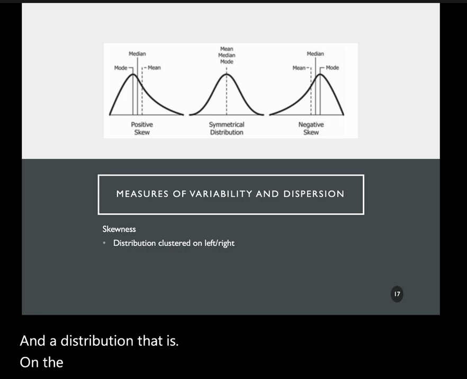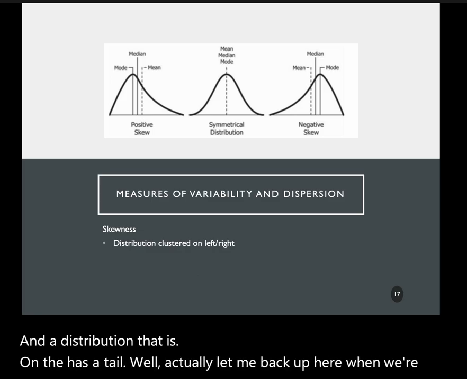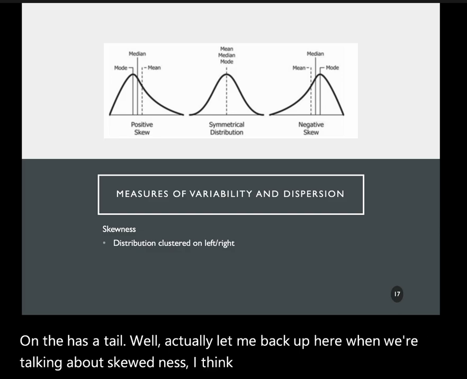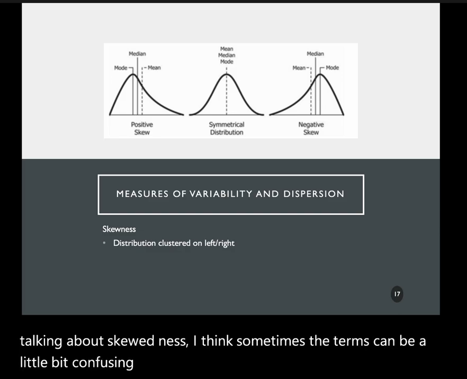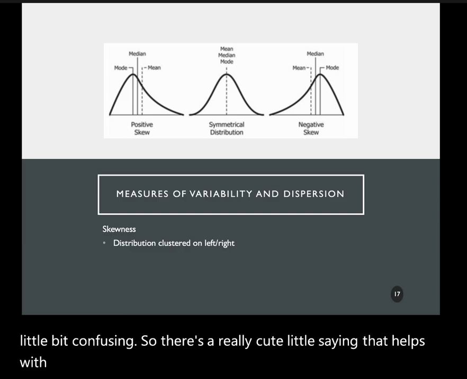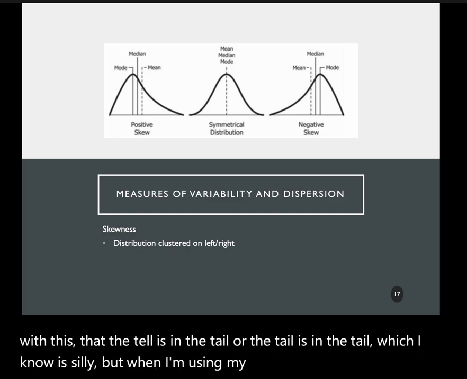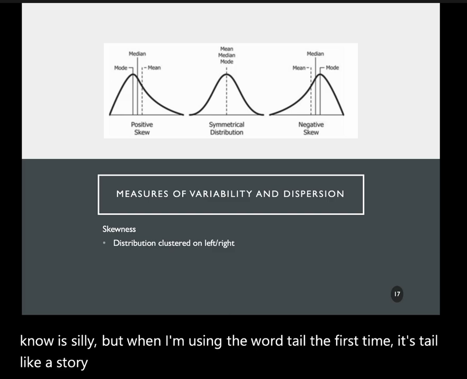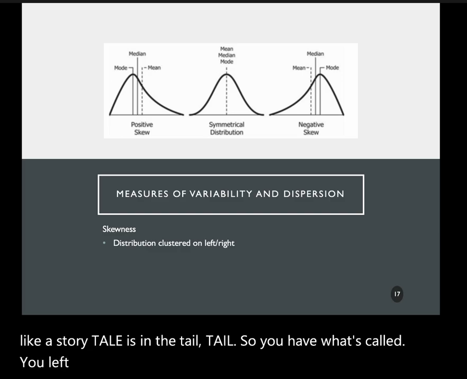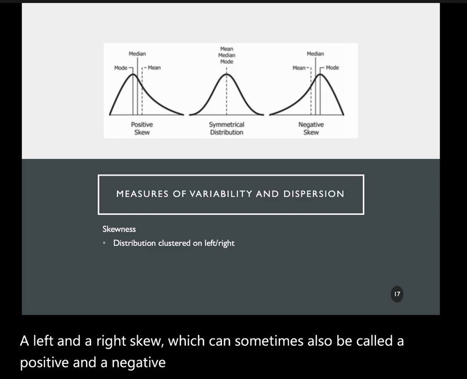When we're talking about skewedness, I think sometimes the terms can be a little bit confusing. So there's a really cute little saying that helps with this: the tale is in the tail. I know it's silly, but when I'm using the word tale the first time, it's tale like a story, T-A-L-E, and it is in the tail, T-A-I-L. So you have what's called a left and a right skew, which can sometimes also be called a negative and a positive skew.